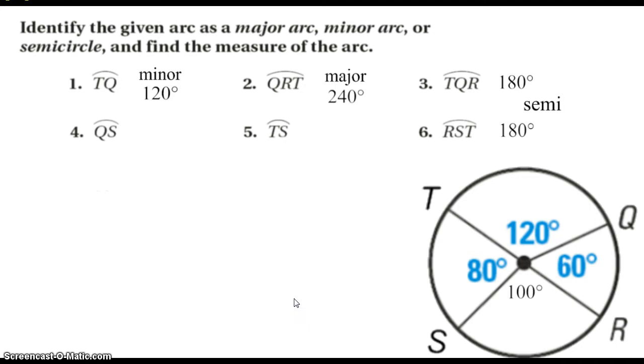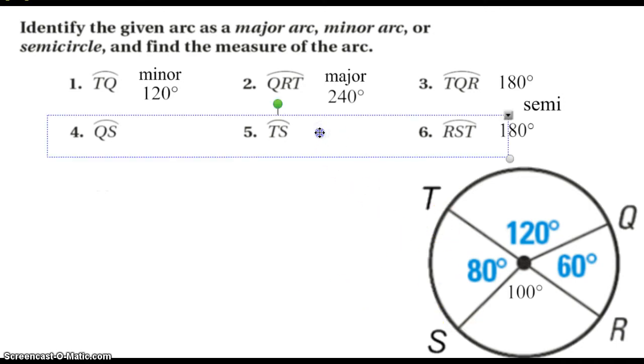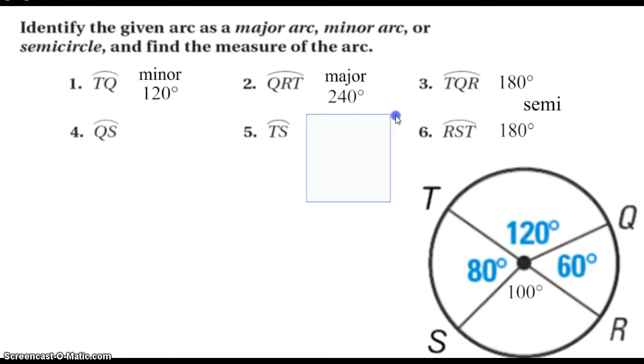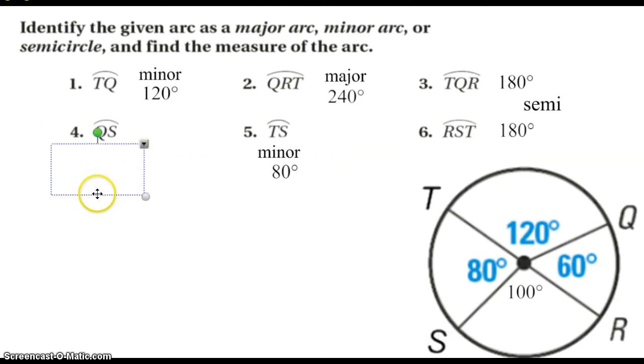Okay. If you did TS, TS is 80 degrees. It only has 2 letters, so that's 2 ways we know it is a minor arc, and it's 80 degrees. QS, Q to R is 60, R to S is 160. And I know that kind of seems big, but please remember, it's 2 letters. That means it's a minor arc, and it's 160 degrees.